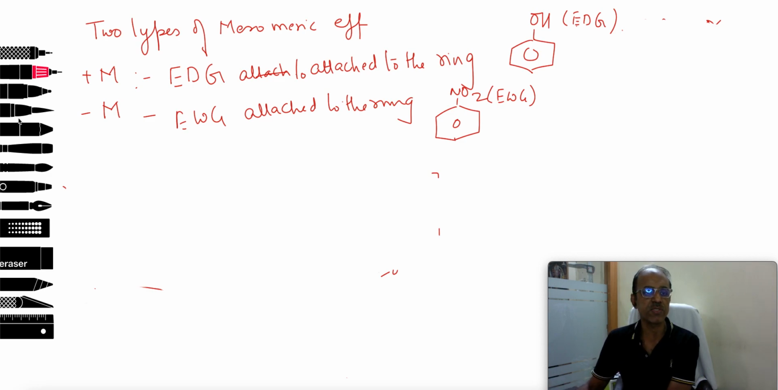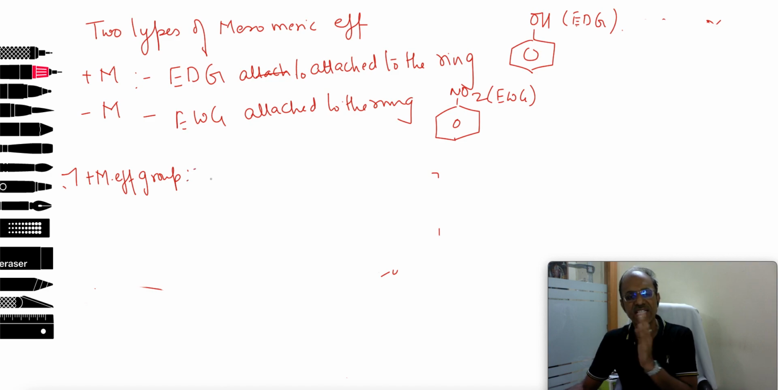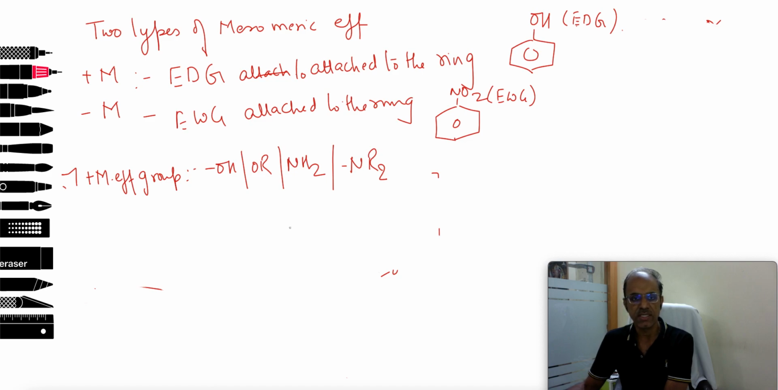Now, there are a few examples of plus M effect groups. Again the same thing. All saturated. When saturated, single bonded, sigma bonded functional groups are attached to the ring, they are known as plus M effect groups. For example, OH, OR, alkoxy, then NH2, amine, then I will say NR2, meaning N bonded to two alkyl groups. Then I will say X, that is halogen.